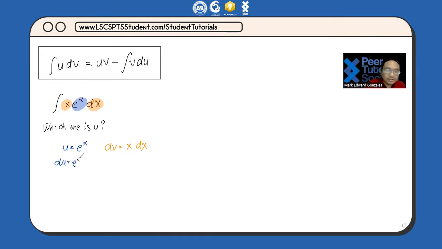du is e raised to x dx. And v here would be equal to x squared over 2 because we are taking the integral of x and that's x squared over 2. What would happen if this is the case? Following the formula, that's uv. It's this one. Let's transfer this to the right side of the board so that we have more space.